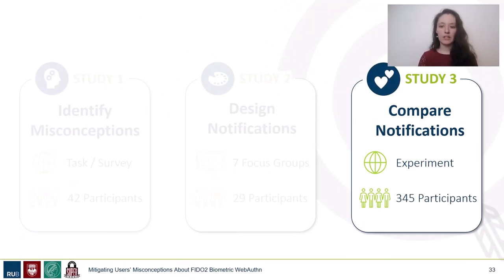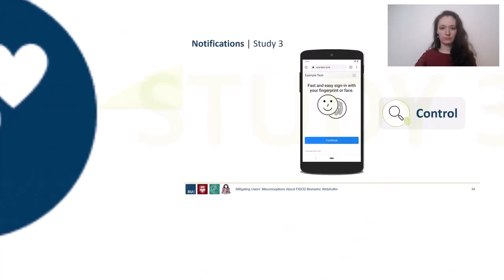Now that we have learned what to include in a notification, we wanted to compare the different notifications in our third study. Similar to study one, we had people register and authenticate with biometric WebAuthn and answer some survey questions. However, in this study, we randomly assigned participants to one of eight groups that specified how they would register and authenticate, as well as which notification they would see. Don't worry if this sounds a little confusing at this point, we will now have a closer look at those different conditions in study three.